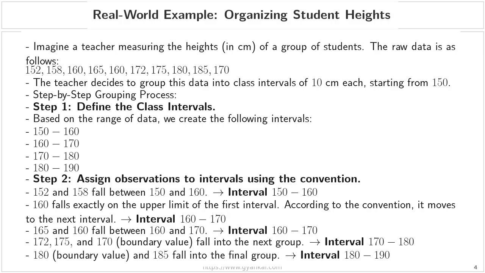Since 180 is the upper limit of the previous group, it shifts into our final interval, the 180 to 190 group, along with 185. By following this systematic approach, we have successfully transformed a random list of numbers into organized groups, which we will now summarize in a formal frequency distribution table on the next slide.